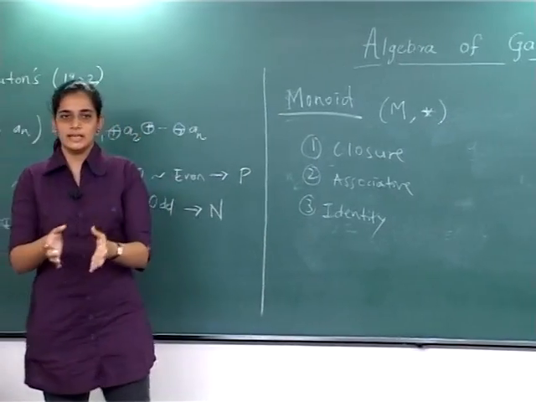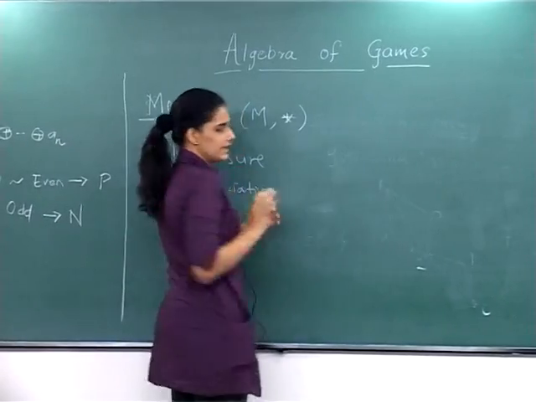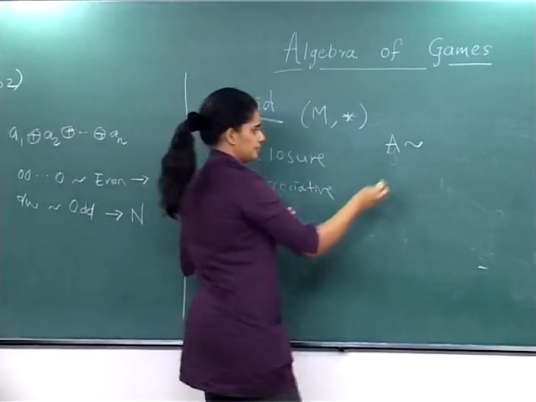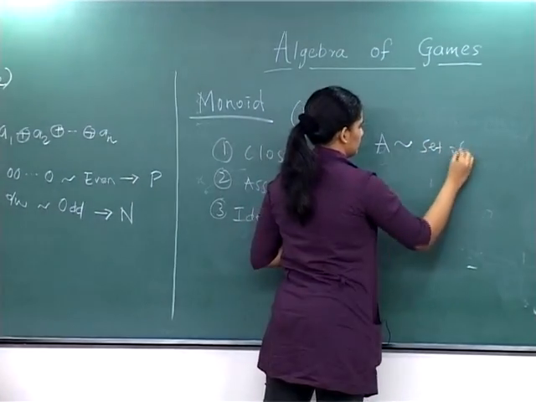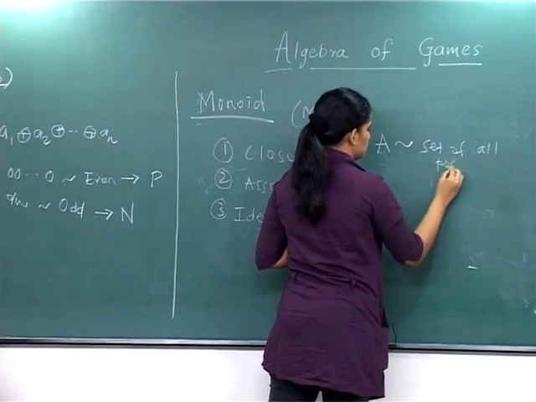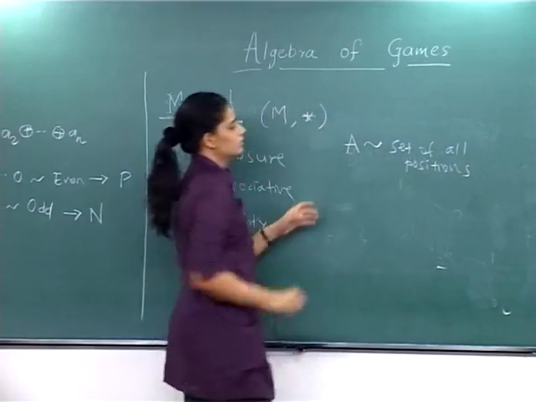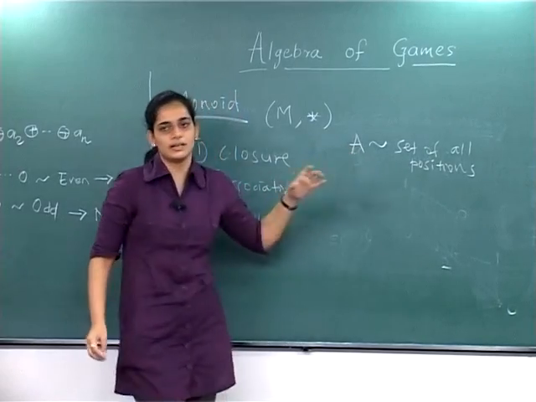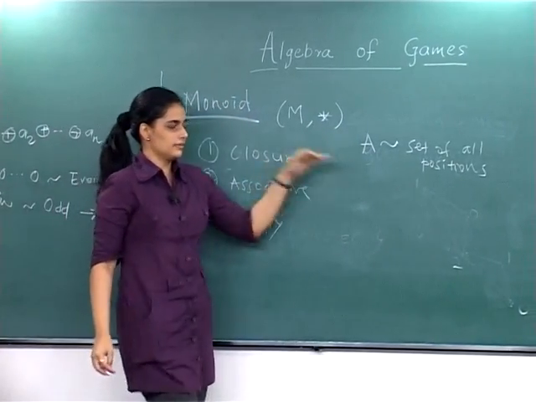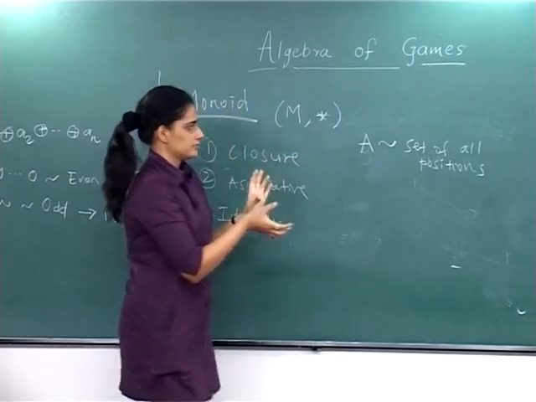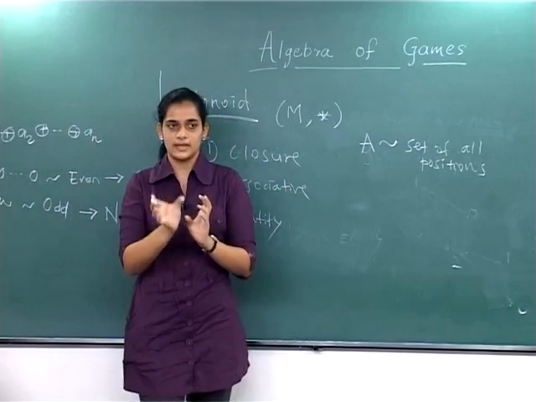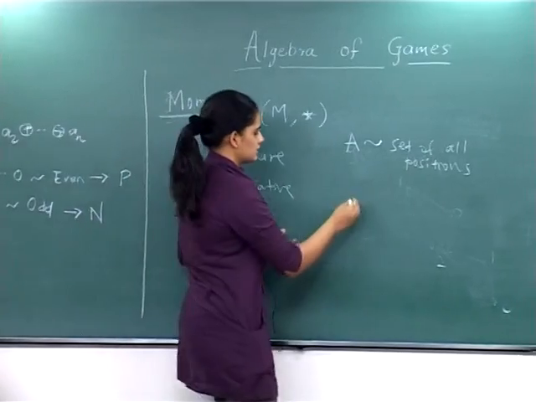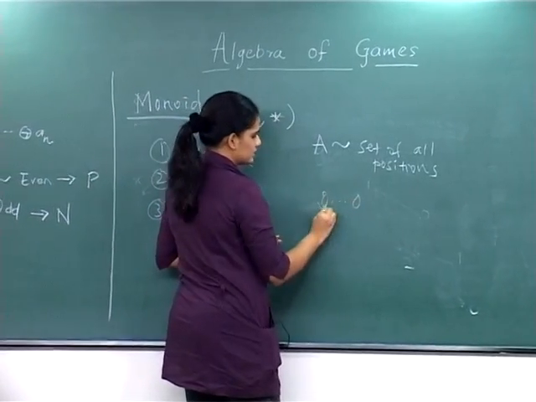So what we can do, given any game A, is define the set A as the set of all positions in the game. This forms a monoid structure. We'll see how. A is the set of all positions, and it is in fact a free abelian monoid. So what do we mean by a free monoid? A free monoid consists of finite length strings where the operation is concatenation of strings, and the identity element is just the string of length zero.